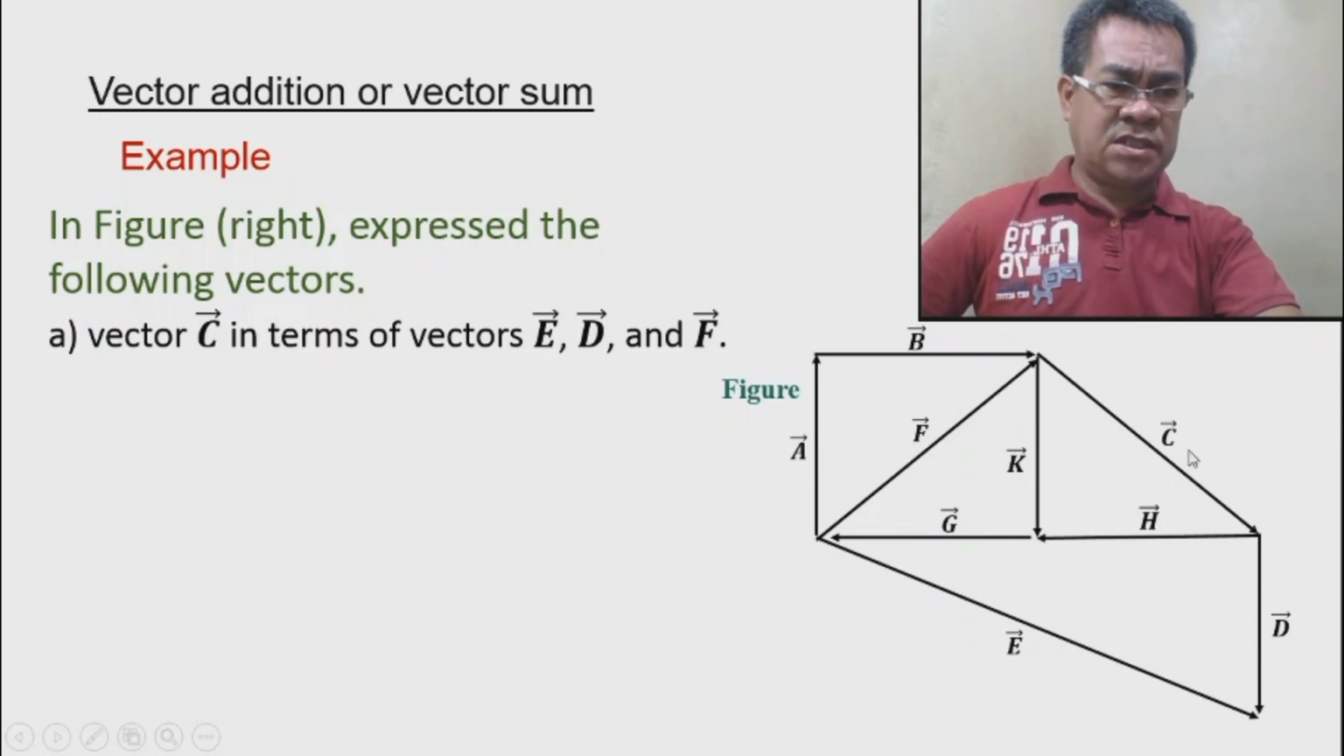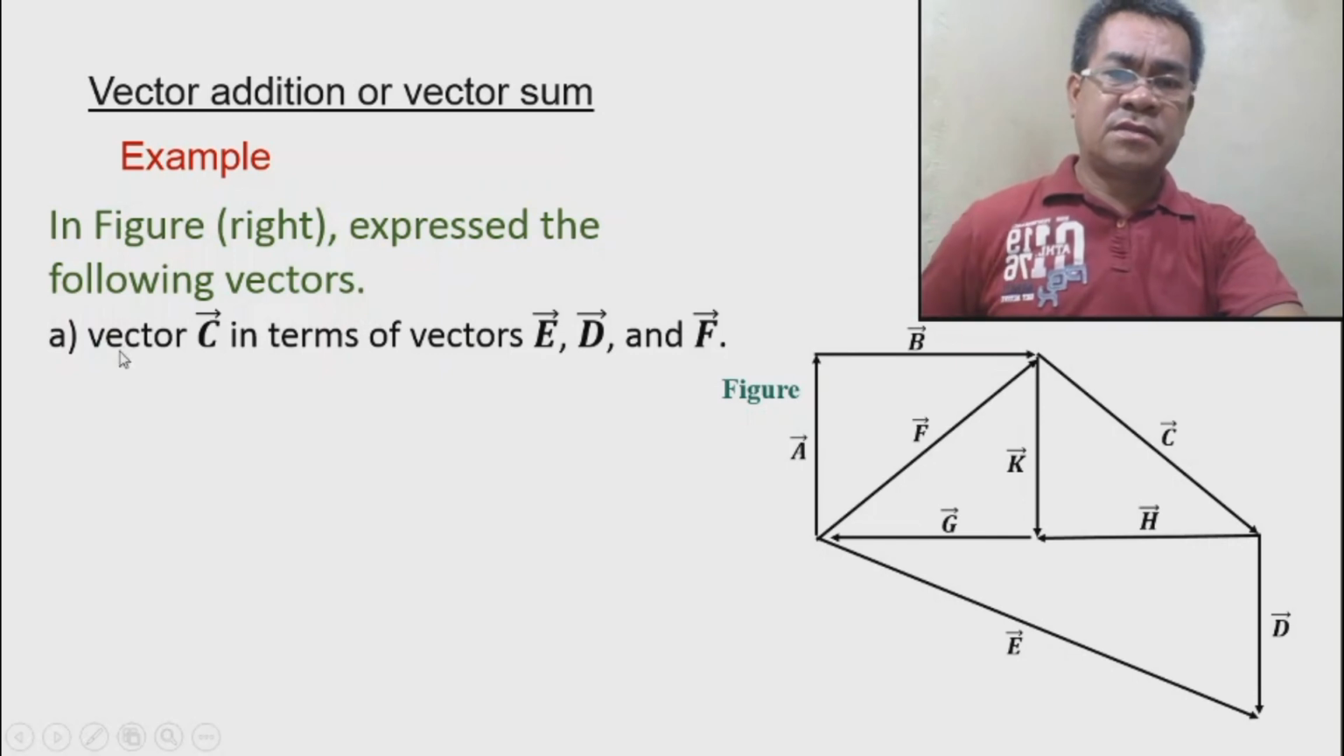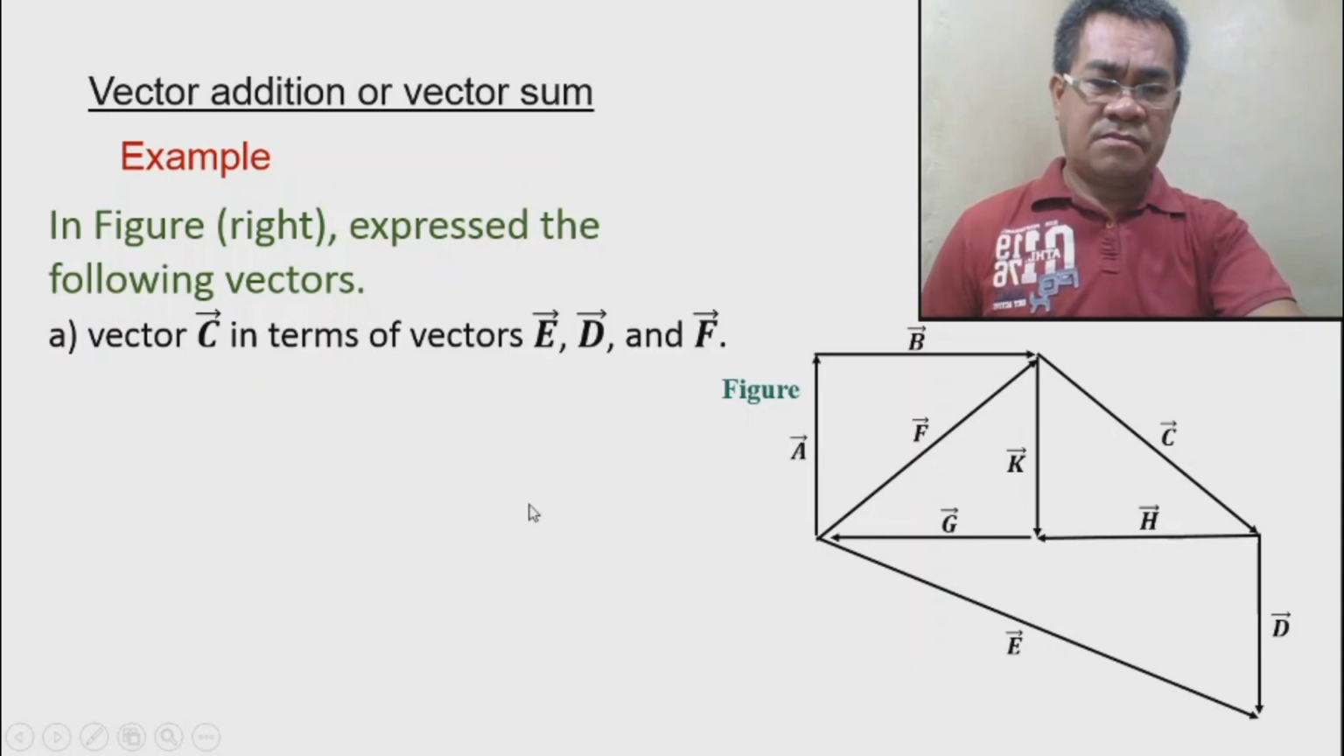Take note, this is a closed polygon. Look at the problem: express C in terms of E, D, F. So this is a closed polygon, and therefore we can apply the principle of a closed polygon to answer this one. The vector sum of a closed polygon is 0.